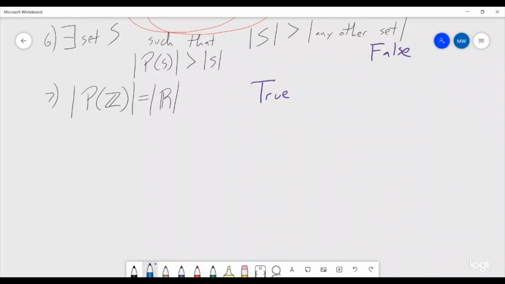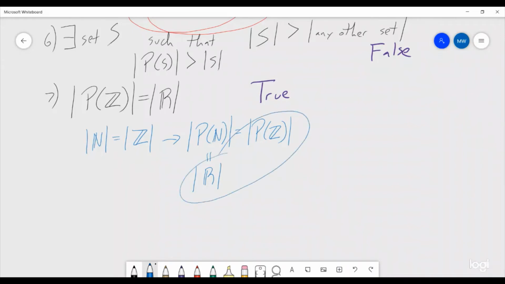The reason for that is the cardinality of the natural numbers is equal to the cardinality of the integers. And this tells us that the cardinality of the power set of the natural numbers is equal to the cardinality of the power set of the integers. However, there's a theorem in your book that says that the power set of the natural numbers has the same cardinality as the real numbers. So we are able to then say that the real numbers have the same cardinality as the power set of the integers. So this one is going to be true.